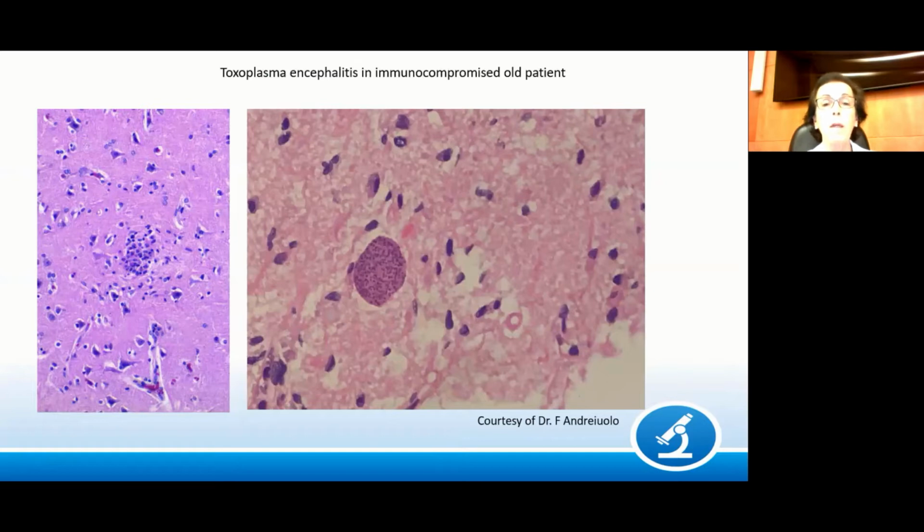But as I said, encephalitis can also occur, but this is very rare. I think I saw 2 cases. One was an autopsy, and this was a recent case in an 8-year-old patient. He had undergone kidney transplant, so he was immunodeficient, and there was an encephalitis. They did a biopsy, and we could find the cyst here with very little inflammation.